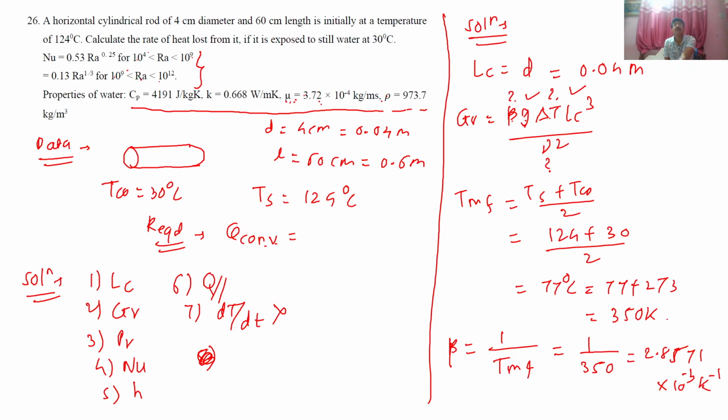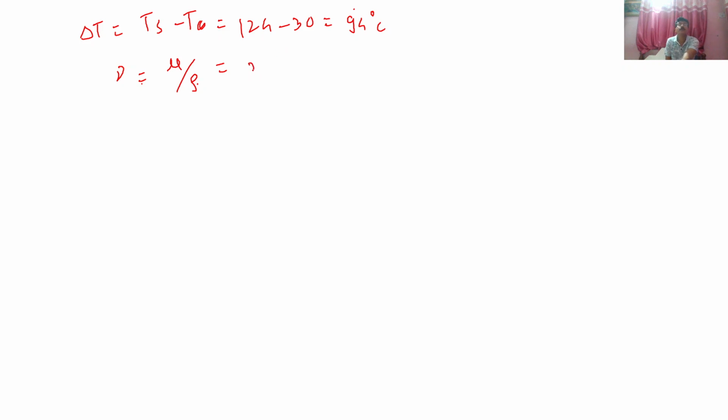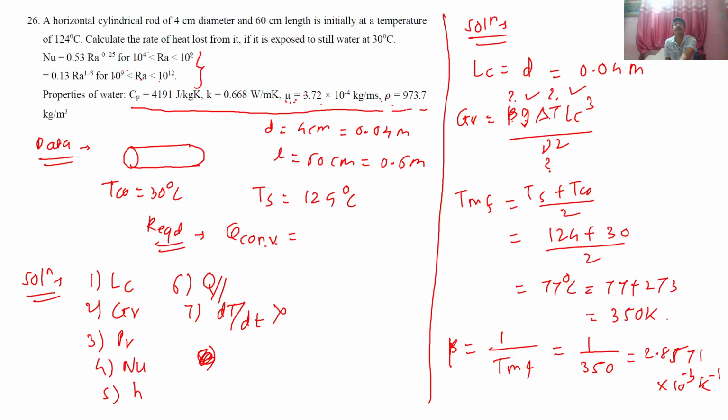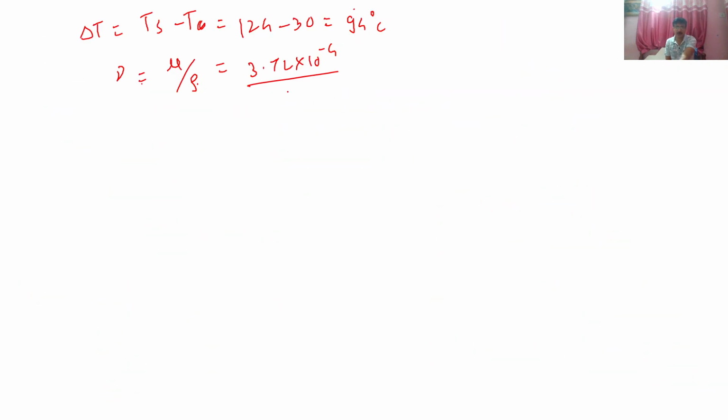What is mu? 3.72 into 10 raised to minus 4, and what is density? 973.7. So the answer comes out to be 3.8240 into 10 raised to minus 7 meter square per second.